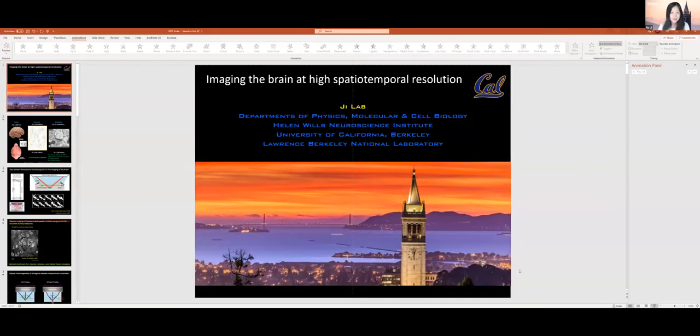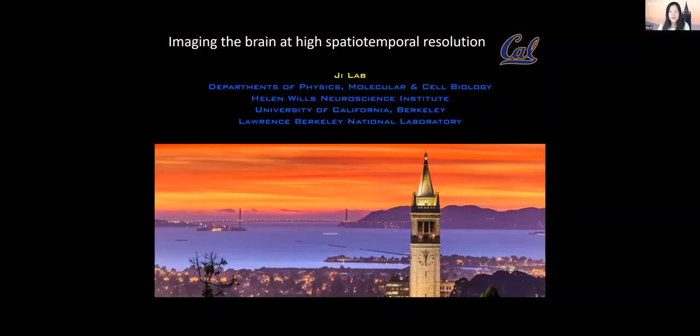So today I'm going to tell you about how we can use the technology that was originally developed in physics and astronomy for high resolution, both in the spatial and temporal domain, imaging of the brain.